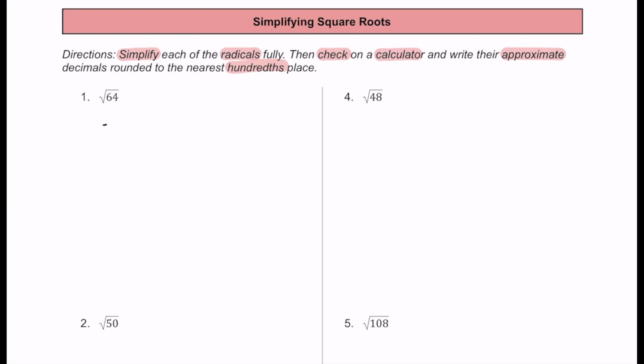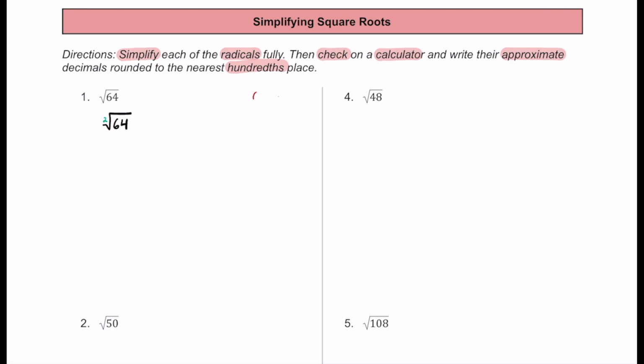For number 1, we have the square root of 64. Just keep in mind that there is an invisible little number right outside this radical, an invisible little 2, and that just lets us know that we're looking for 2 of the same number that equals 64. We do know that the square root of 64 is equal to 8, but I just want to show you a strategy that may help you with doing these for the not so nice ones.